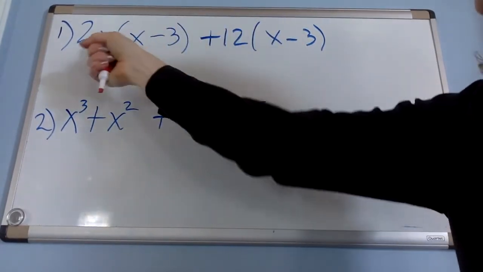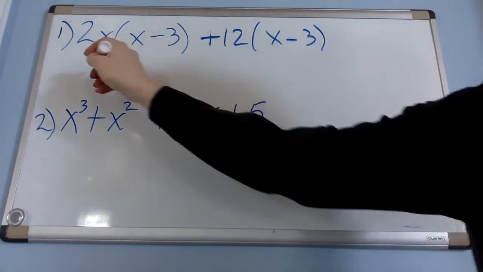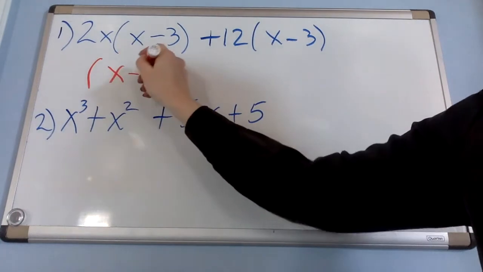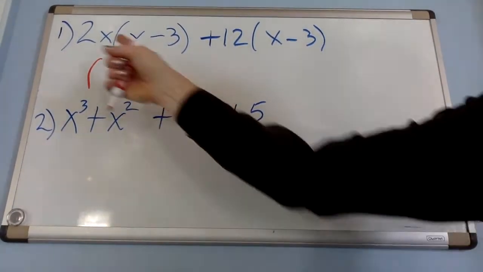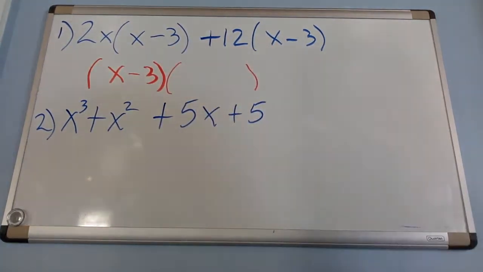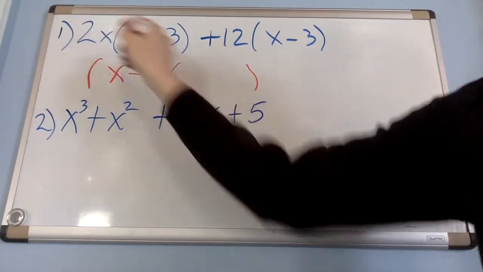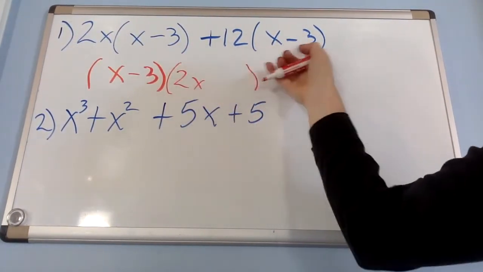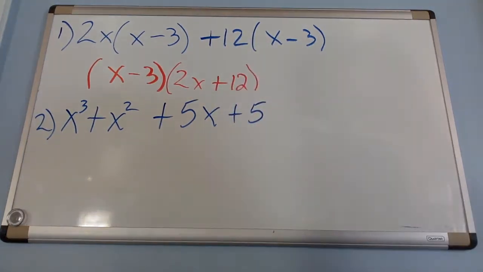I can see it's being multiplied by 2x and it's being multiplied by positive 12. So I'm going to put that common factor down first, x minus 3. And x minus 3 is getting multiplied by two terms. So I'm going to put another set of parentheses for the two terms it's getting multiplied by. It's getting multiplied by 2x, and over here it's getting multiplied by positive 12. So this one is all set. It was kind of done for you.